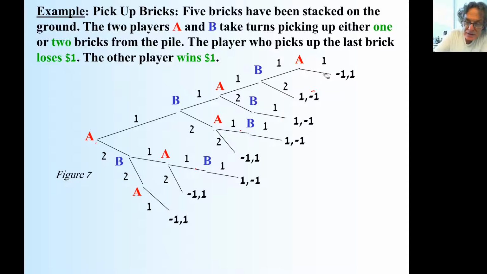There are no two choices, only one. So let's do it slowly. A here must go here. If the game comes here, A loses the game. He gets minus one, she gets one. So now B here can go for one or two. If she goes for one, she wins. If she goes for two, she loses. So clearly she's going to go here to win and get one.